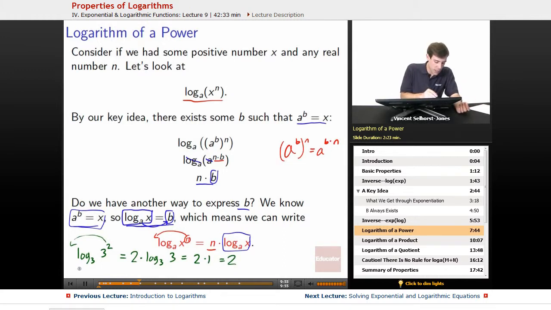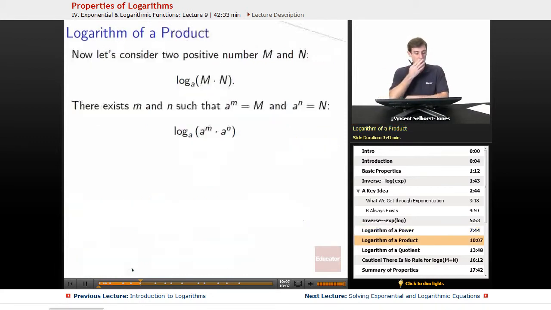Hey, what if we look at the other way? Well, log base 3 of 9, what do we have to raise 3 to get 9? We just have to raise it to 2, so we have 2 here, 2 here. Either way we go at it, we wind up getting the same thing. We see this property in action.